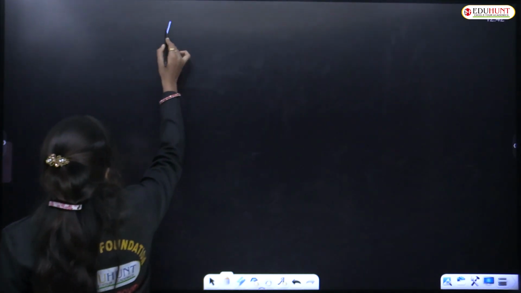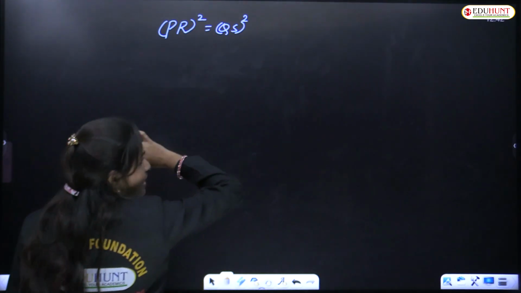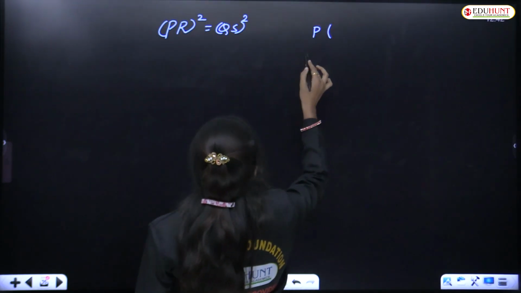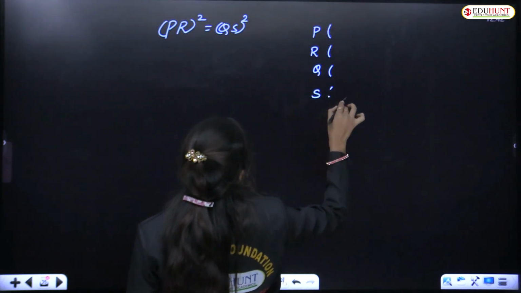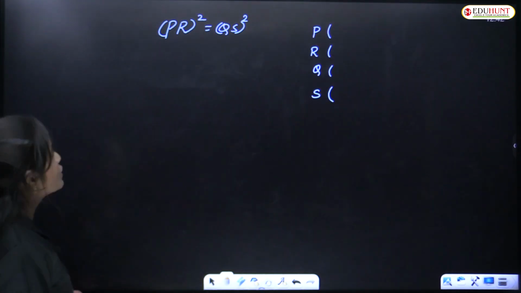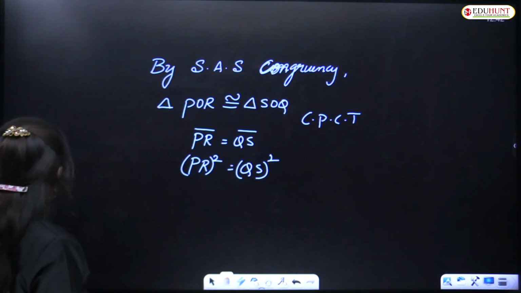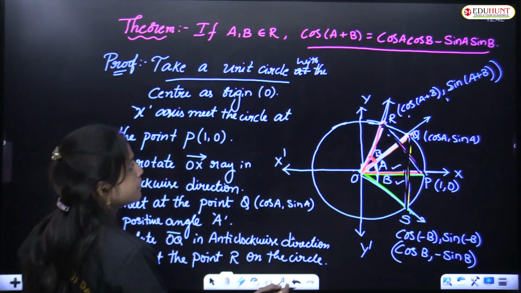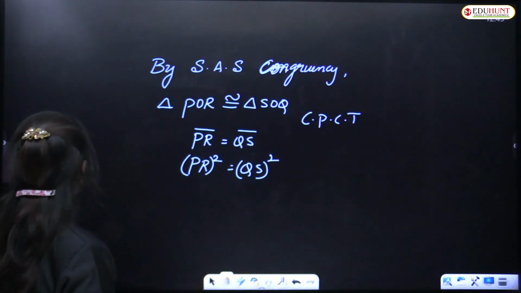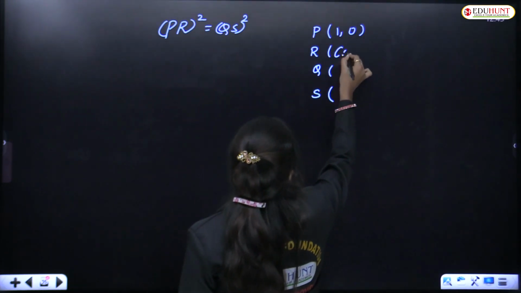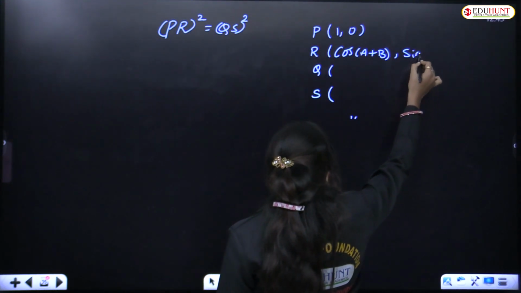So PR square is equal to QS square. So first I am going to write the points P, R, Q, S. Okay, these points first I am going to write. So P point already we know, 1, 0. Next R point. So what is the point at R here? Cos of A plus B, sin of A plus B. R point is cos of A plus B, comma sin of A plus B.